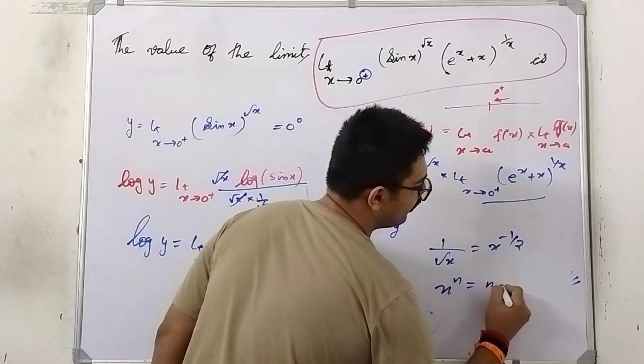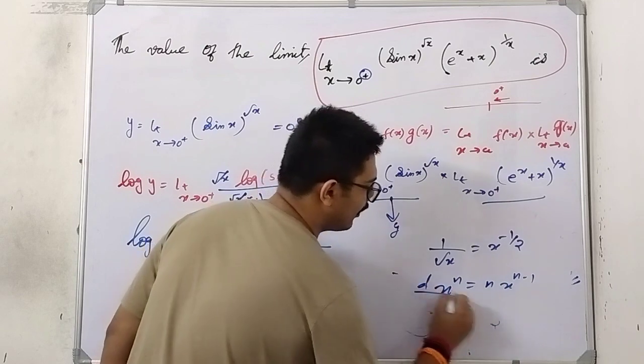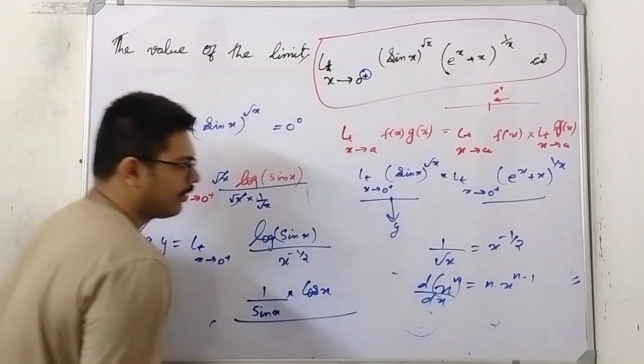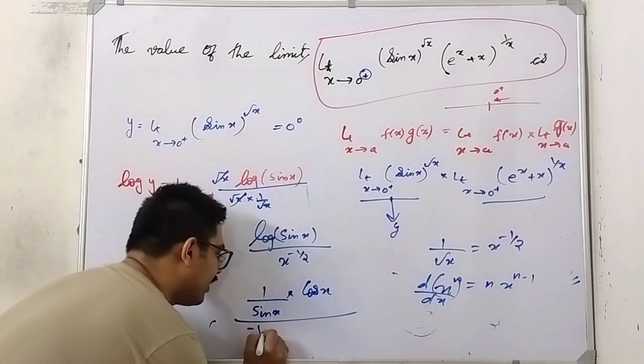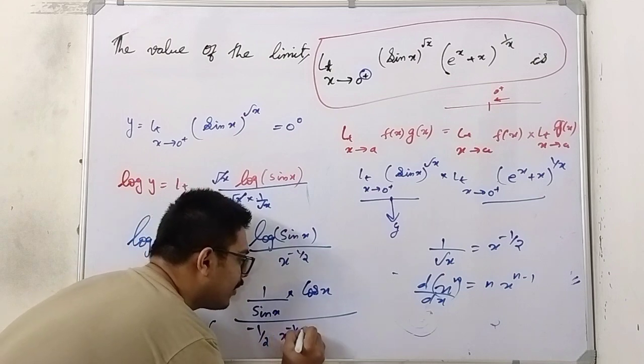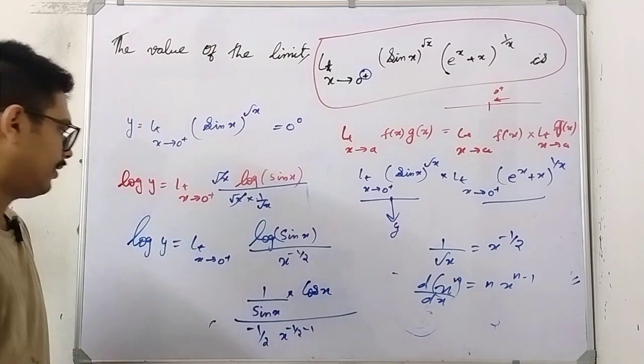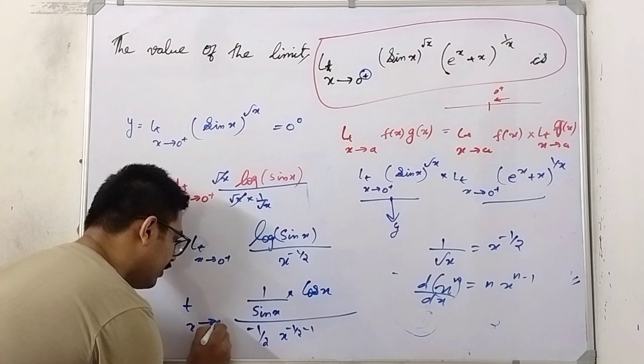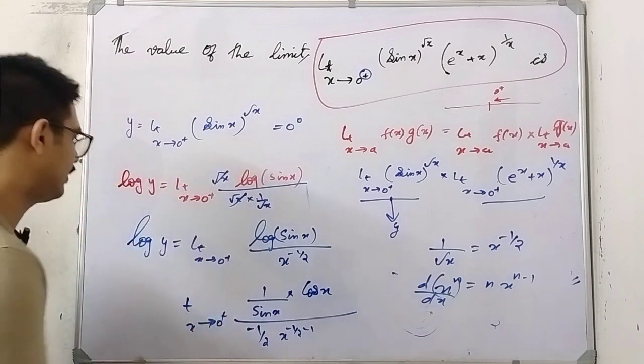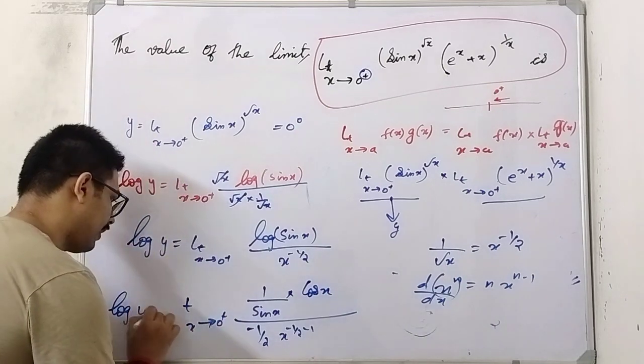The derivative of x raised to n is n into x raised to n minus 1. Now the derivative will be minus half n into x raised to n minus 1. Limit x tends to 0 plus. This is the value of log y.